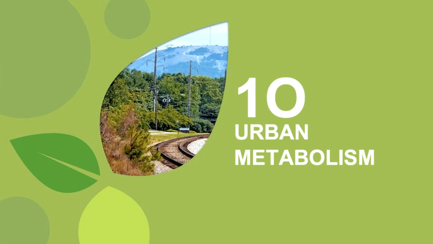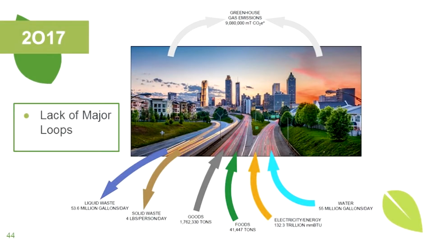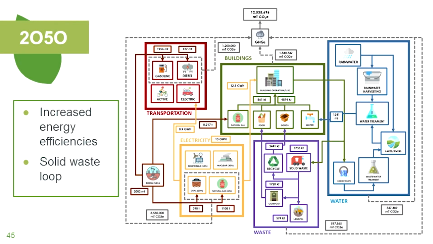Taking into consideration all these different designs, we compared our 2017 metabolism to our 2050. Our 2017 was quite simple. We didn't really know the city too well, so we couldn't find many loops or interconnected technologies. But by 2050, we were able to really know how the city functioned and find connections between all the different sources. So we can see a loop created here with solid waste and the recycling and compost. Decreases in energy use from buildings, transportation, and electricity production have also decreased our GHGs.